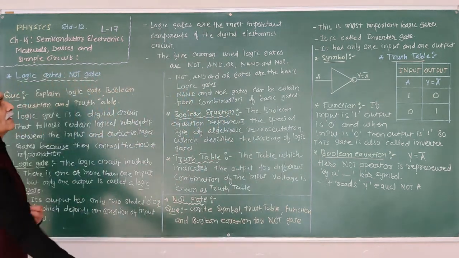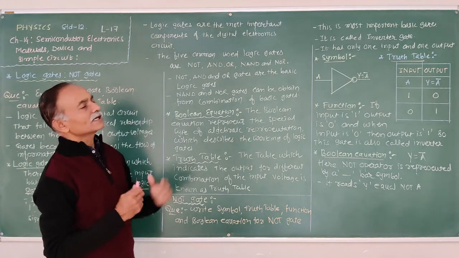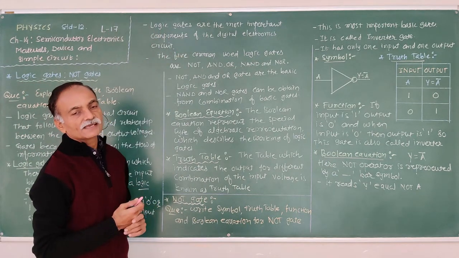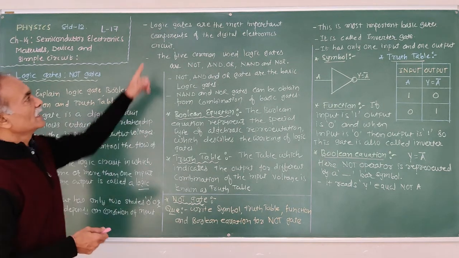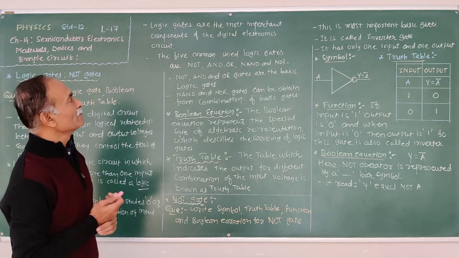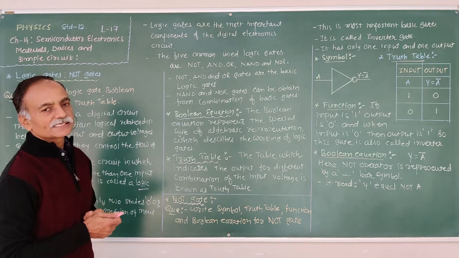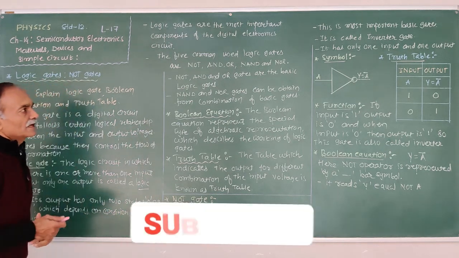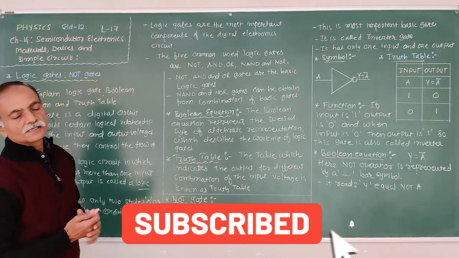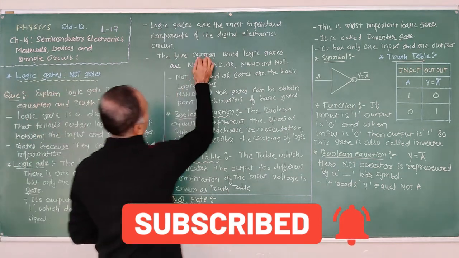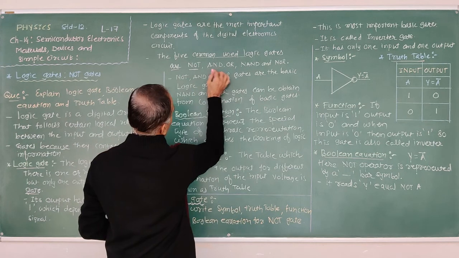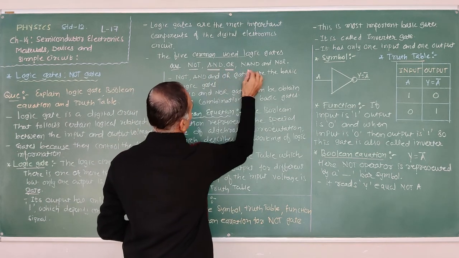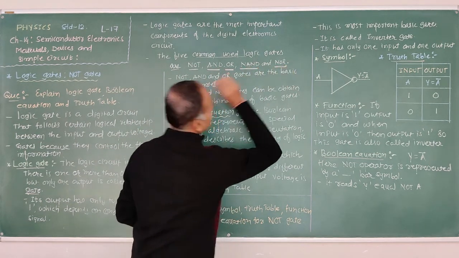Now, the logic gates are the most important components of digital electronics, right? Again, the logic gates are the most important components of digital electronic circuits. The five commonly used logic gates are: first is the NOT, second is AND, third is OR, fourth is NAND, and fifth is NOR gate.